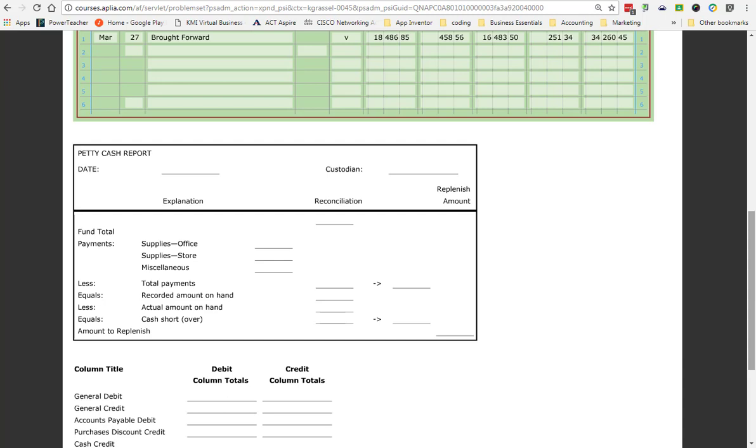So below the second page of our cash payments journal, we have our petty cash report. Let's go through and fill that in, understanding what we're doing. On the left-hand side, let's put in our date. The date that we're filling in our petty cash report is March 31st. The custodian is going to be Kevin. They gave us that in the directions. We have two columns here: the explanation and the reconciliation. Starting at the top, we have the reconciliation, and that says what's the fund total. The total amount that we have in petty cash is $200.